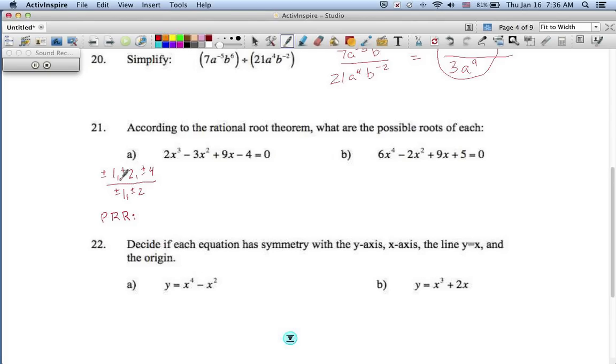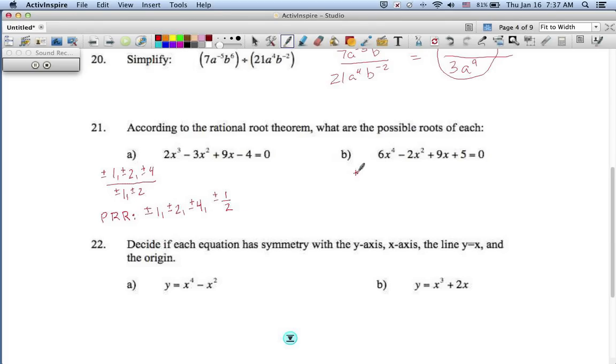So I want to take all of these terms, plus and minus 1, plus and minus 2, plus and minus 4, divided by 1. And that gets me plus and minus 1, plus and minus 2, plus and minus 4. And now I'm going to take all of these terms divided by 2. So I get plus and minus 1/2. When I do the plus and minus 2 over plus and minus 2, I get plus and minus 1 again. Plus and minus 4 over plus and minus 2 is plus and minus 2 again. So I do not need to write the repeats. So these 8 are possible rational roots.